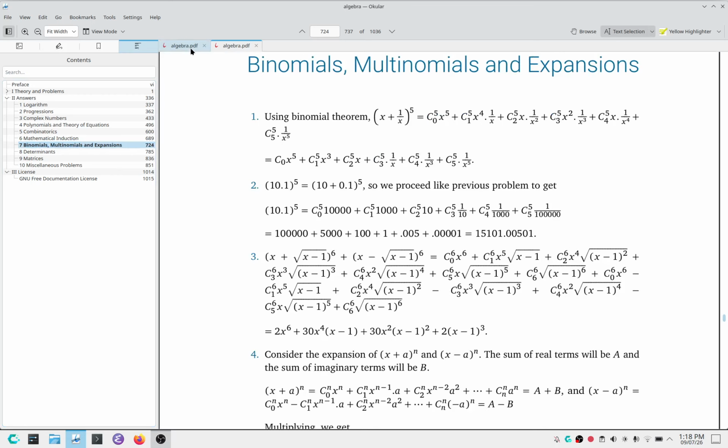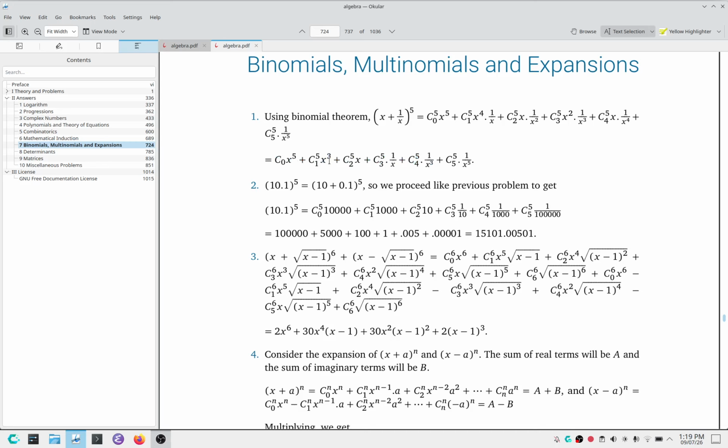Okay. So first question is expand (x + 1/x)^5. So we expand 5C0 x^5 + 5C1 x^4 times 1/x + 5C2 x^3 times 1/x^2. This should be x to the power 3 actually here. There's a mistake here. Then 5C3 x^2 times 1/x^3 + 5C4 x times 1/x^4 + 5C5 1/x^5, which is equivalent to this.